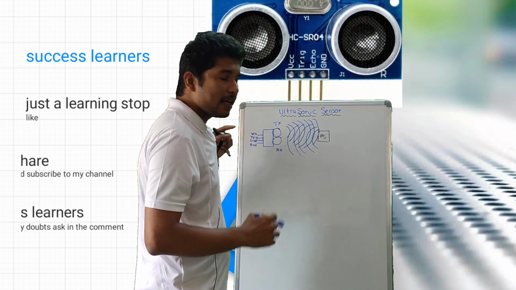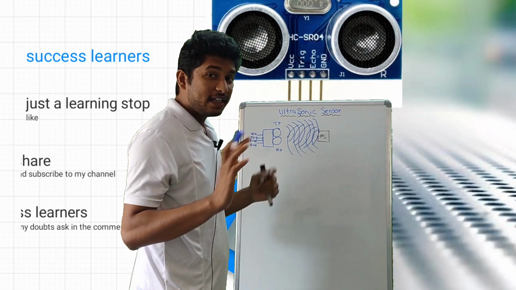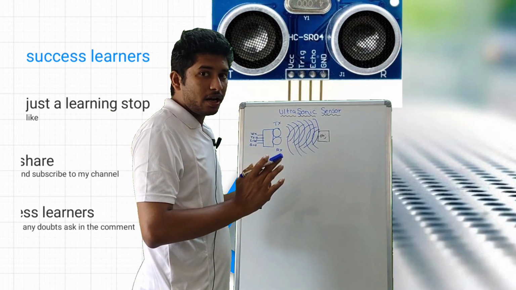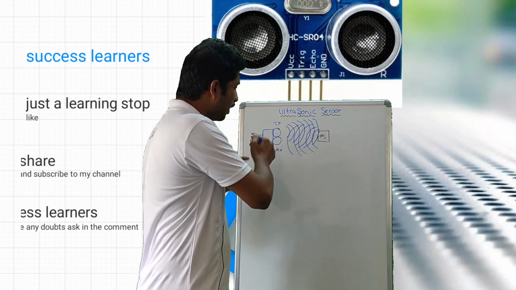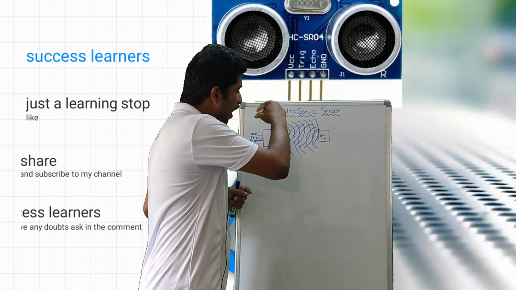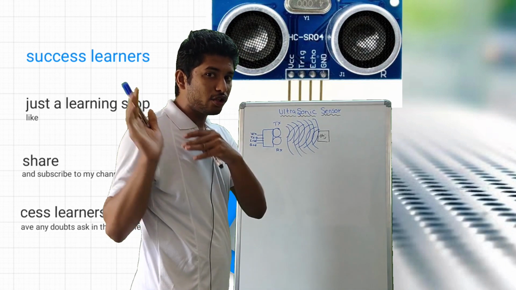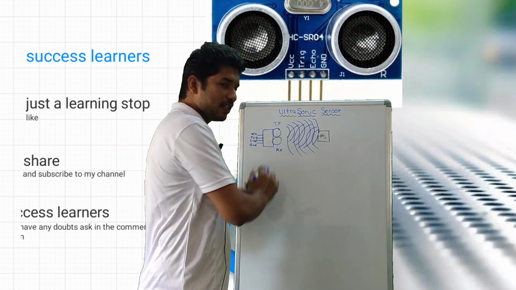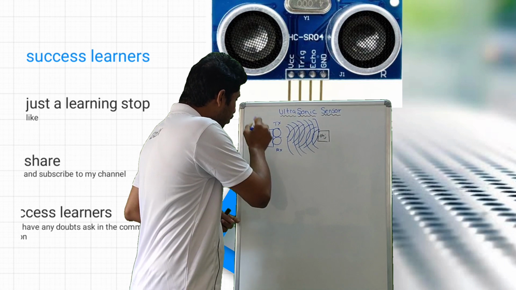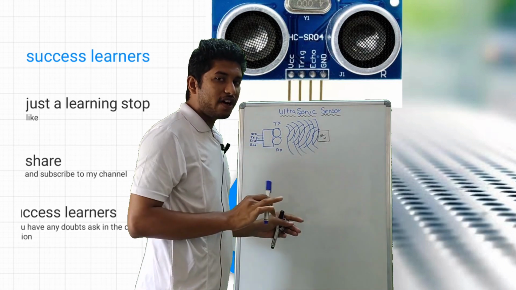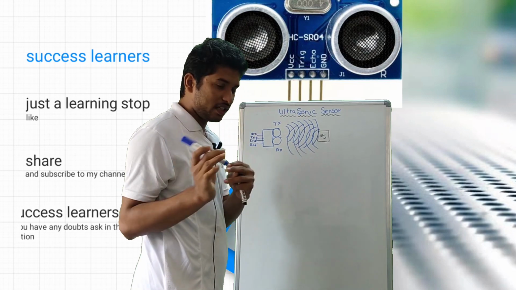The trigger pin is an output for the Arduino. The Arduino sends information to this trigger pin about when the sensor should be enabled and when it should be disabled. That type of information is given from the Arduino to the ultrasonic sensor. For that purpose we use this trigger pin, which is an output for the Arduino.